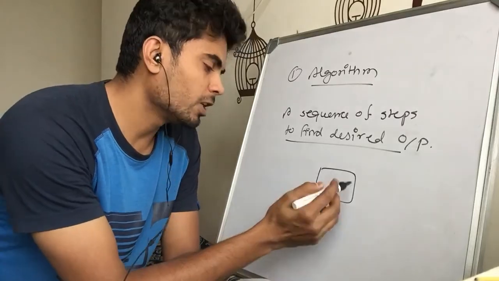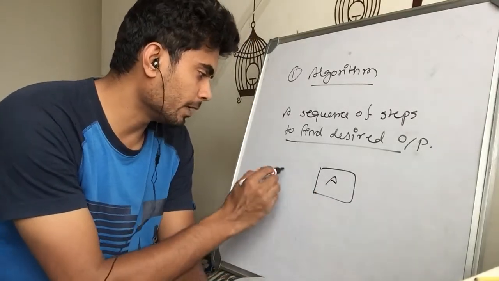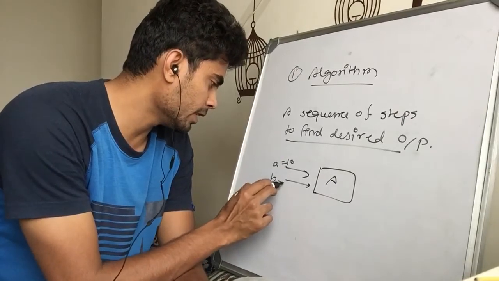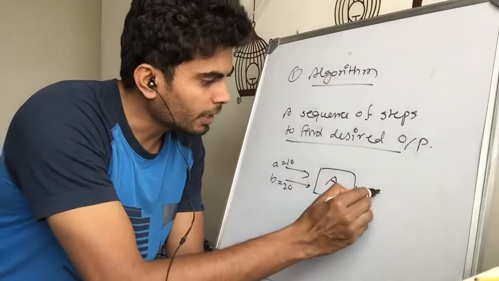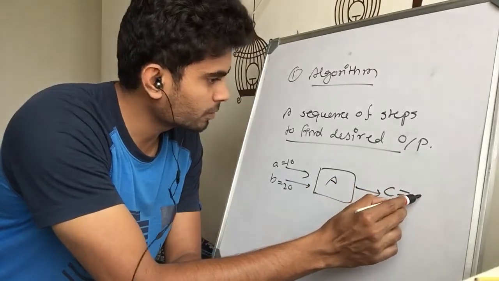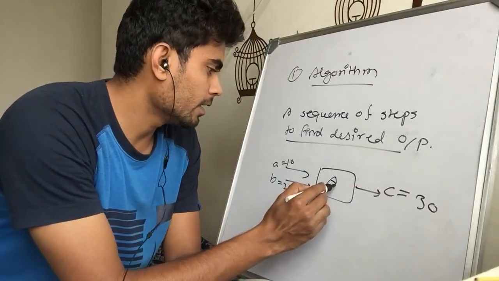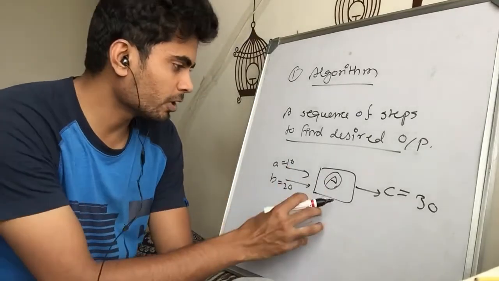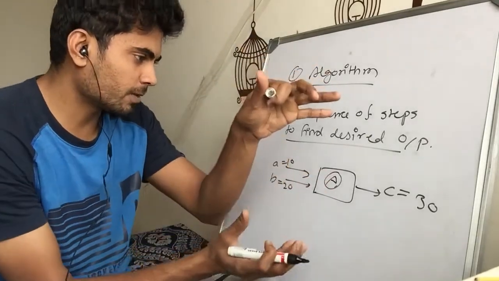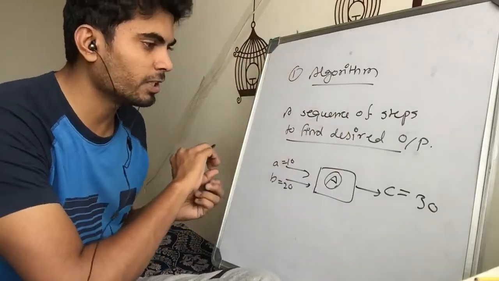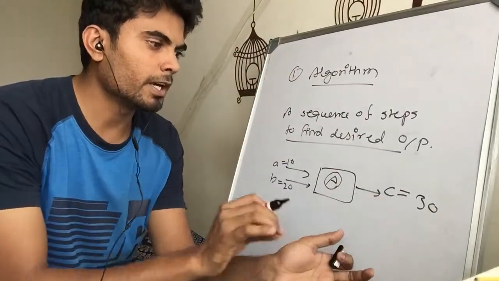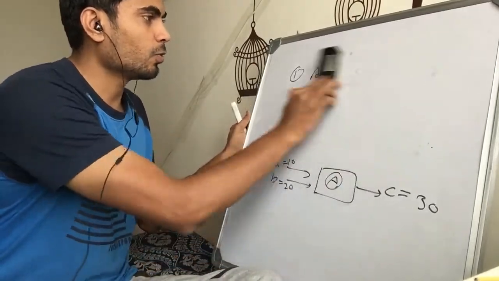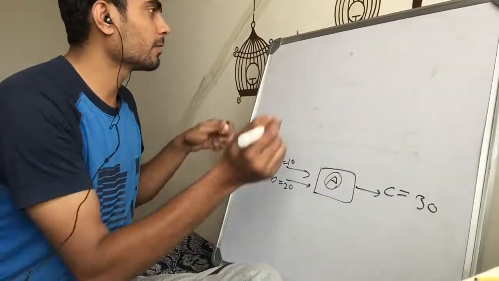Let me first write. Say I have an algorithm A which takes two inputs, A equals 10 and B equals 20, and the sum of these two is 30. I am calling this algorithm A. So this algorithm A is some set of steps which are applied on these two inputs, and this produces the output 30 and prints it on the screen. Very basic idea, right? So how would A look?